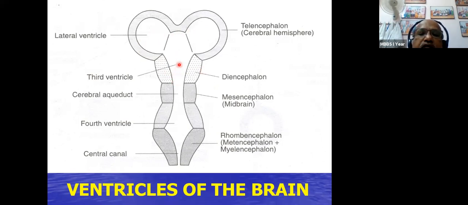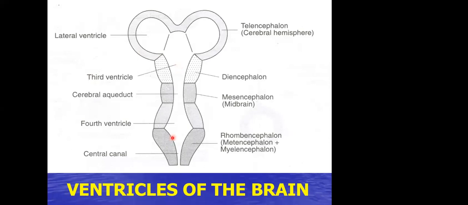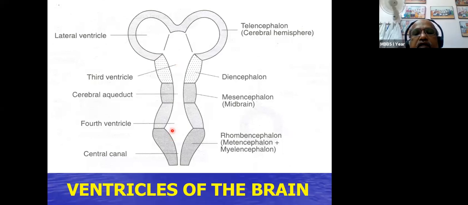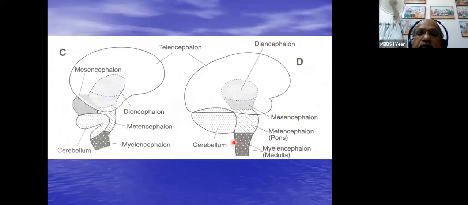So next you see, what are the other ventricles you know? Lateral ventricle, third ventricle, fourth ventricle. Now this is the fourth ventricle. The fourth ventricle is the cavity of rhombencephalon. So rhombencephalon, already you know, is divided into metencephalon and myelencephalon. Metencephalon forms your pons and cerebellum. Myelencephalon forms your medulla. So in between your pons, cerebellum and your medulla, we have our fourth ventricle.